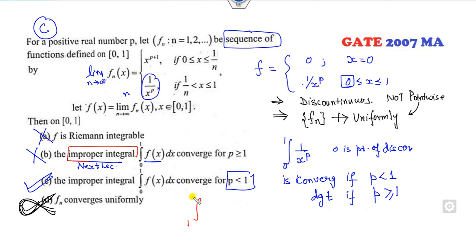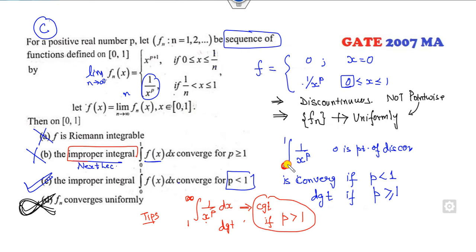Also, let me give you one more tip. If my function is this, and now in this case infinity is the improper point, then the result is reversed: convergent if p is greater than 1 and divergent if it is less than or equal to 1. If the point of discontinuity is at 0, then the less than sign gives convergence; otherwise, greater than.